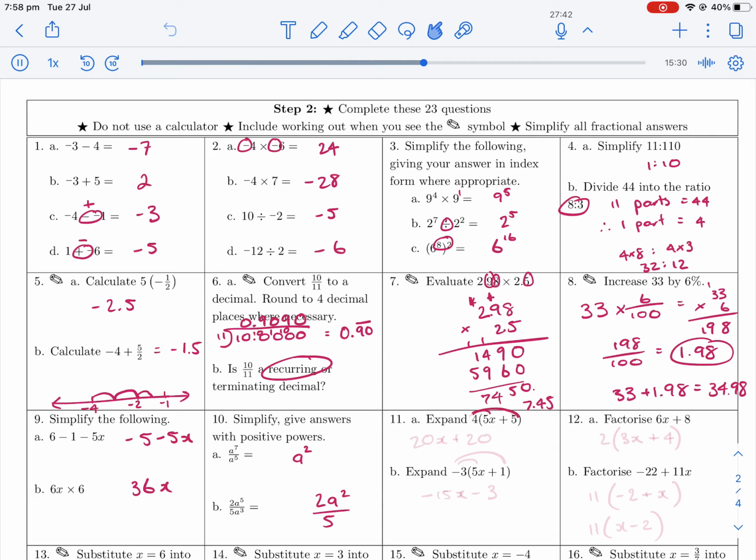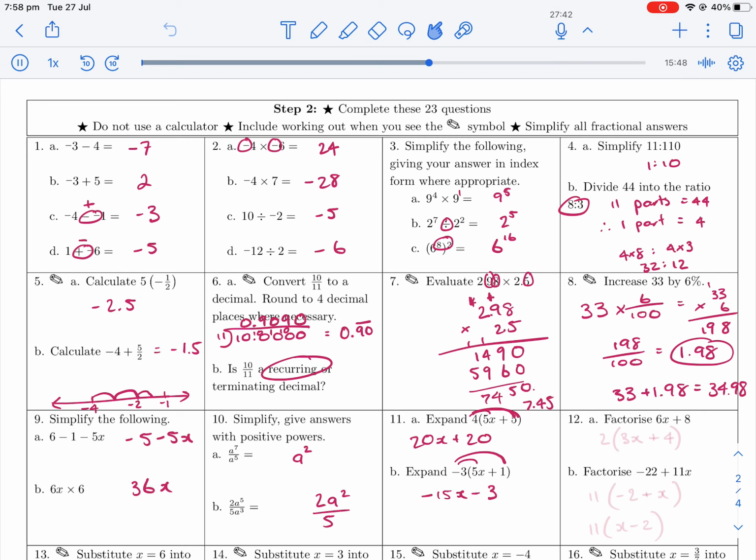Expanding. 20x plus 4 lots of 5, 20. Minus 15x minus 3.